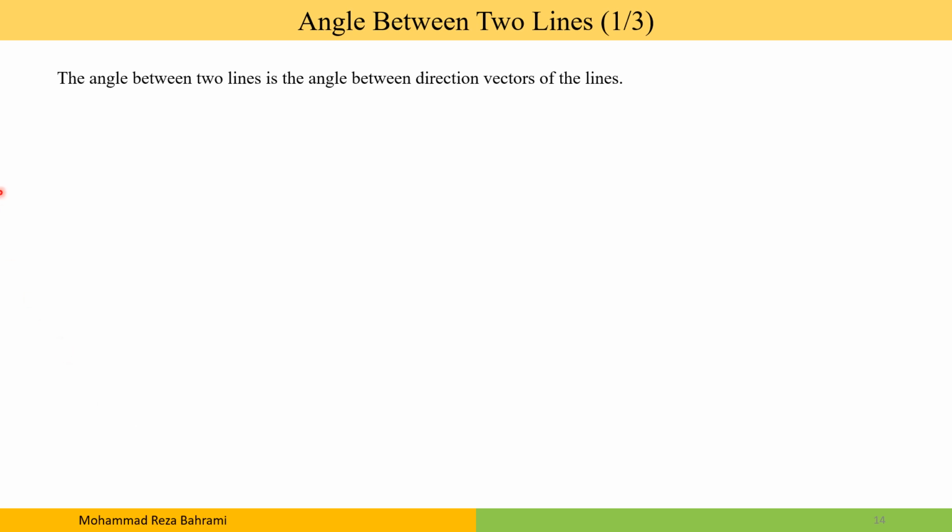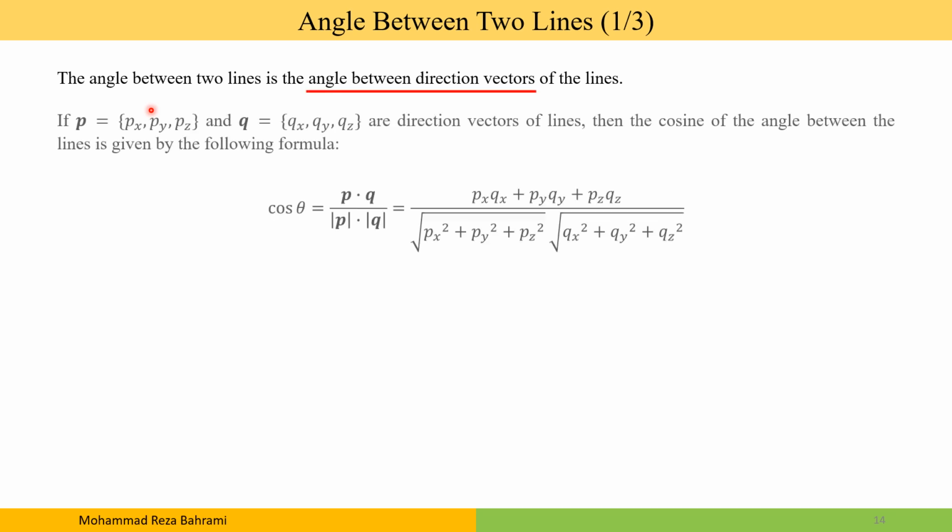So in this section, we want to talk about the angle between two lines. The angle between two lines is the angle between the direction vectors of the lines. If we know the direction vectors of two lines, for example P and Q, then the cosine of the angle between the lines is given by the following formula. And as you remember, this is the scalar product of two vectors. So if you know the direction vectors of the lines, simply you can use the dot product to find the angle between two lines.